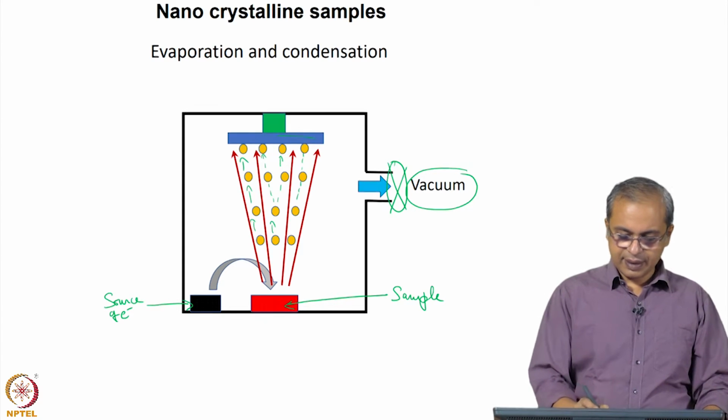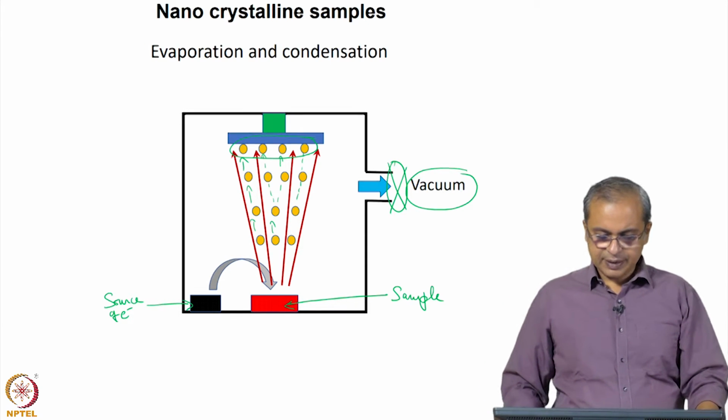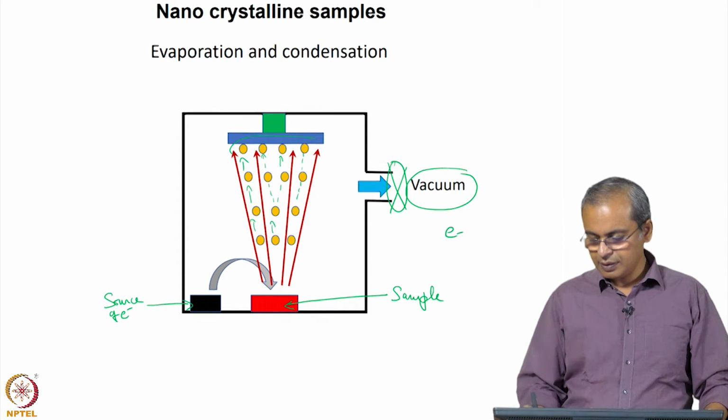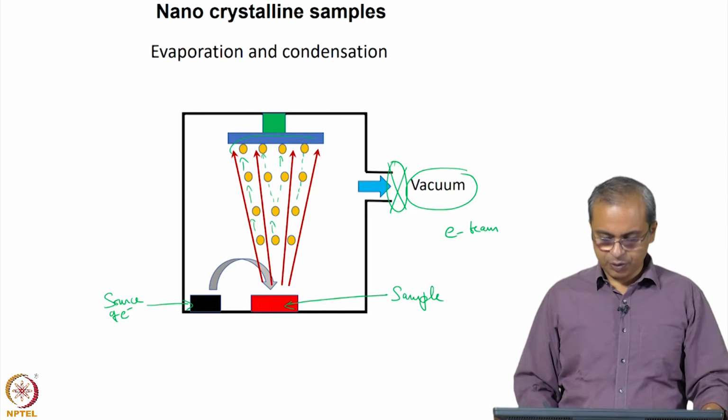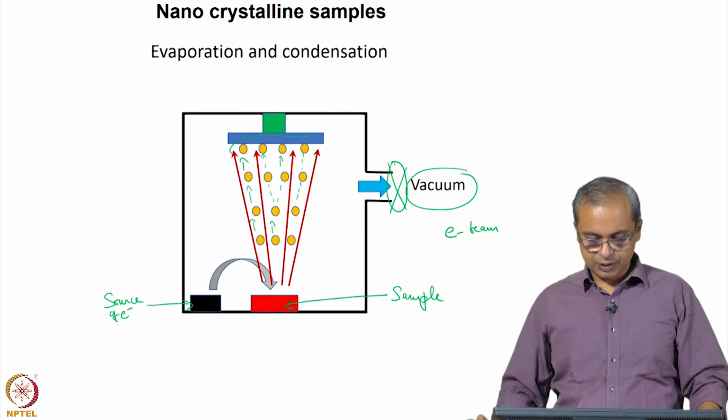And once again you get this condensation. So, this is an evaporation and condensation process which uses an electron beam. This is called E-beam evaporation, an E-beam based evaporation process. Okay. So, that is how we get this evaporation condensation process.